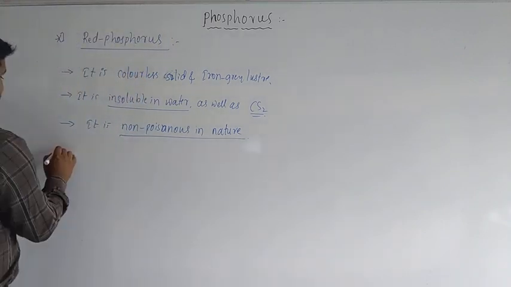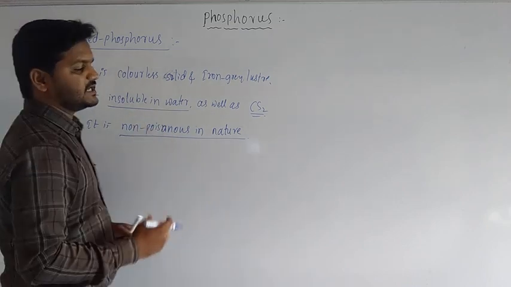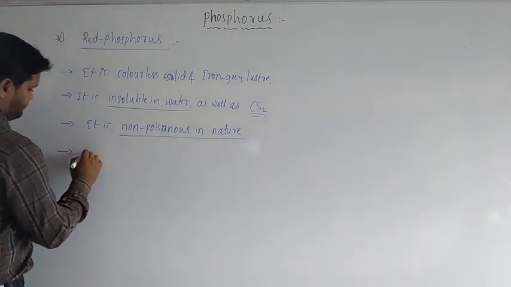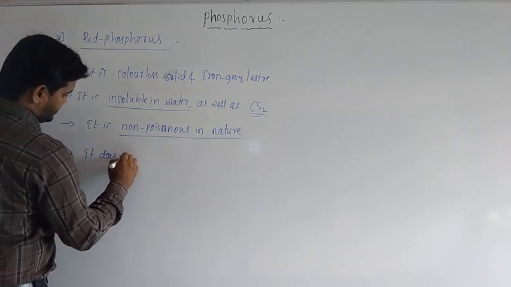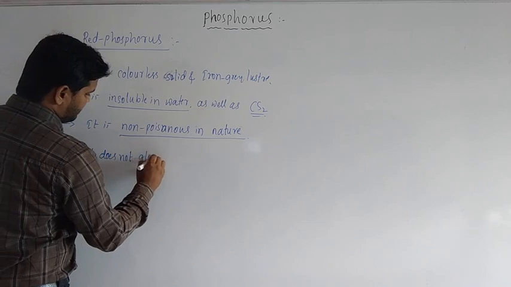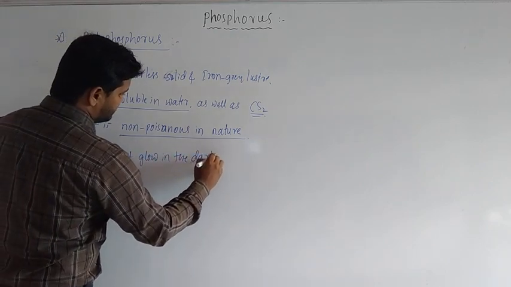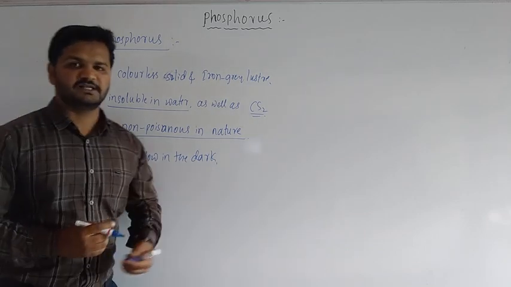And next one, it does not glow in the dark. It means the chemiluminescence or phosphorescence property is absent in red phosphorus. It does not glow in the dark, due to the absence of chemiluminescence or phosphorescence property.